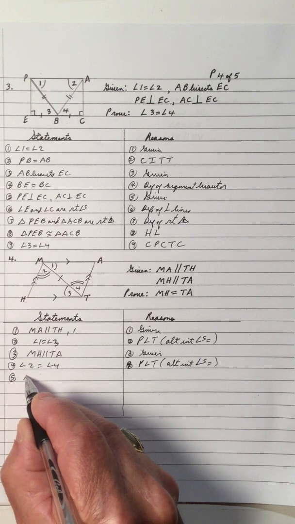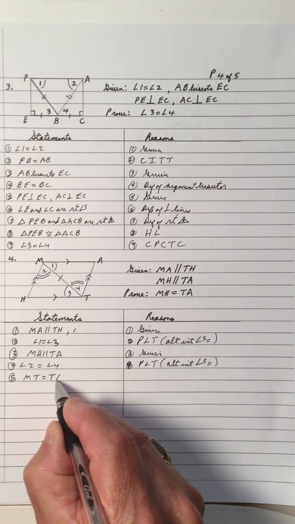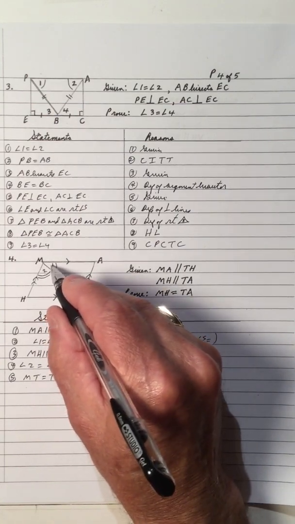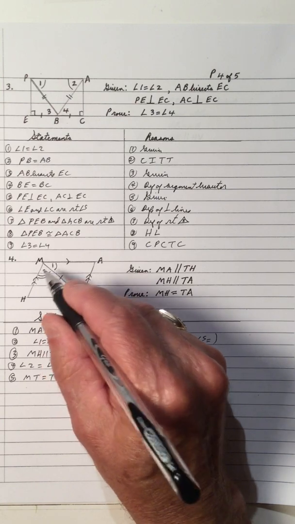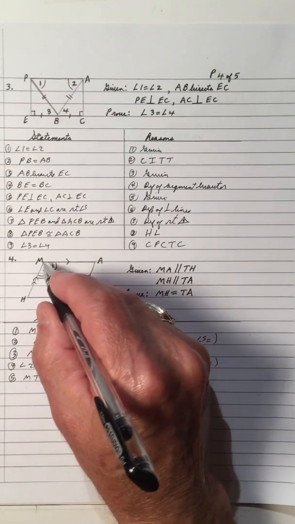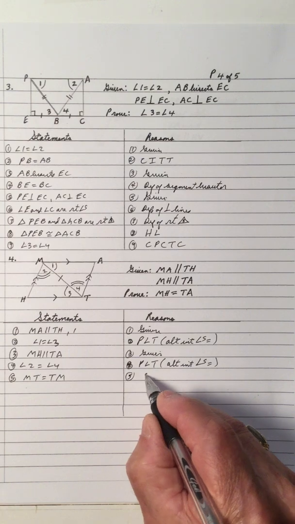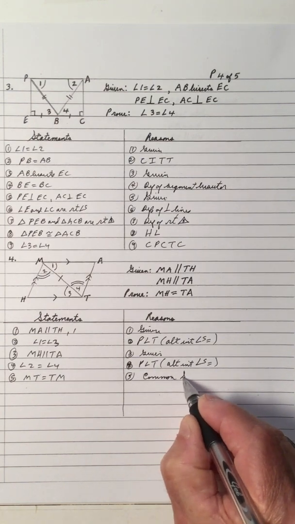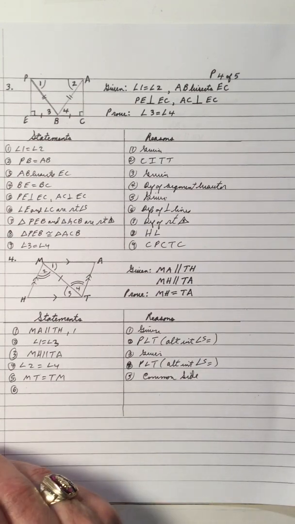And notice that MT is equal to TM. The M goes with the T, and the M in this triangle goes with the T in this one. So it's an MT-TM, and that's a common side in both triangles. Side is common, so they're equal.